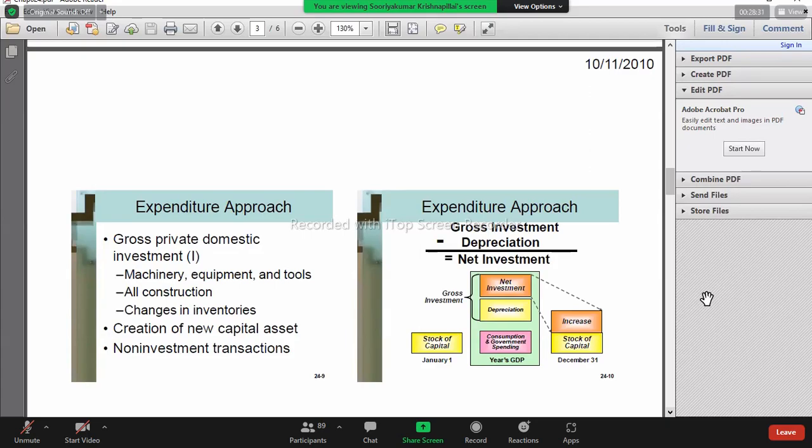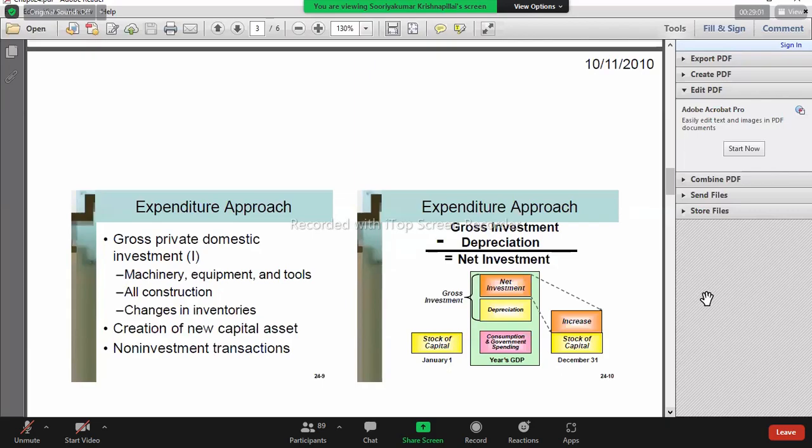Non-investment transactions, as we saw earlier, are transfer payments, government public transfer payments, private transfer payments, and transactions in the share market. So those are non-investment transactions. Okay, then gross investment, gross private domestic investment.